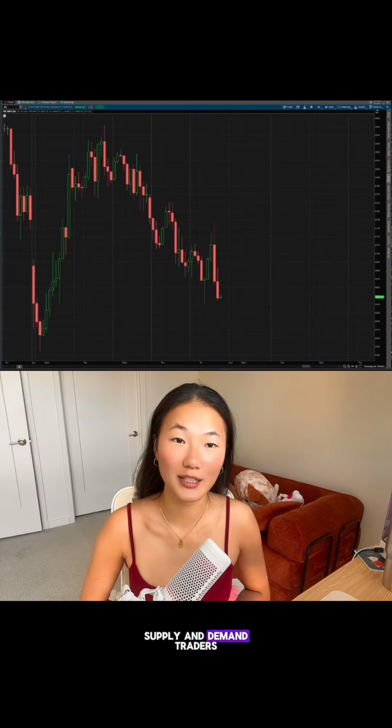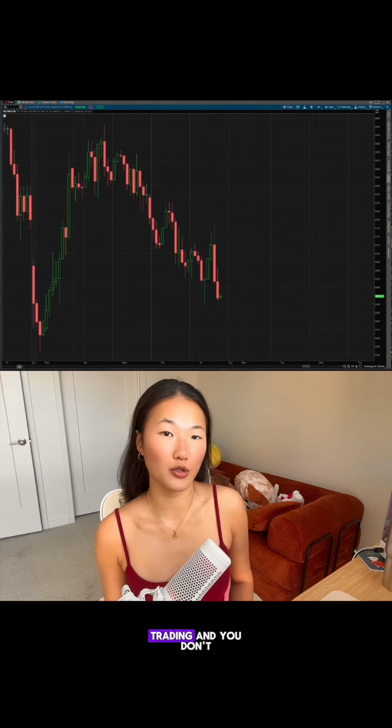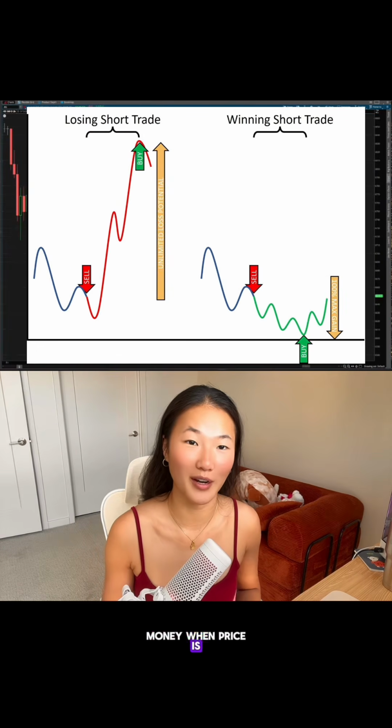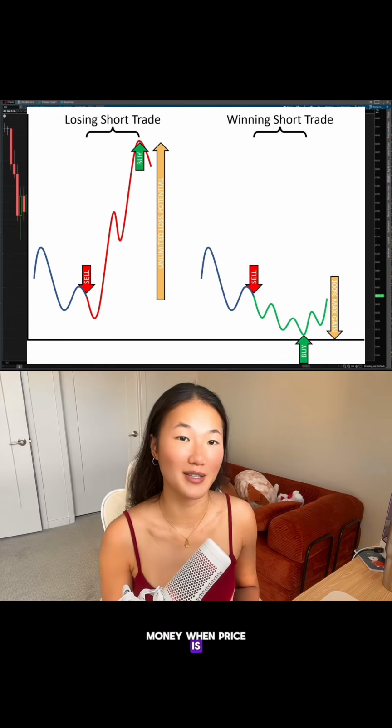This is why, as supply and demand traders, we look to take shorts at supply zones and longs at demand zones. If you're newer to trading and you don't know what that means, when you short, that means you sell, which means you make money when price is going down, and when you long, that means you buy, which means you make money when price is going up.